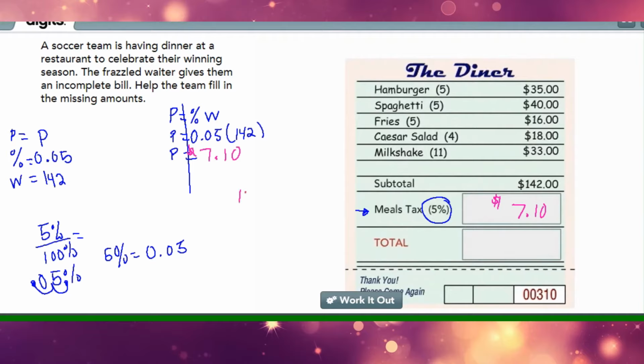So now to figure out the total, you have to think about what you do with taxes. Taxes is additional money you have to pay, so we have to add the sales tax, or the meals tax, to the subtotal. When you're adding or subtracting decimals, you have to make sure you line up the place value. So here you see my ones place is lined up. Make sure your decimals are lined up, and then you can just add regularly. So my total is $149.10.